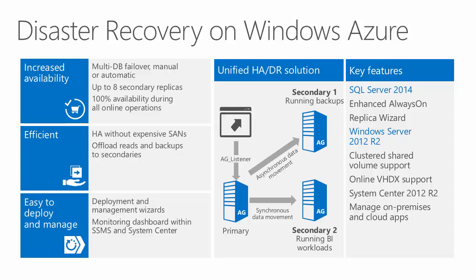When it comes to increased availability, you can now fail over multiple databases at a time, both manually and automatically, and you can now have up to 8 secondary replicas if necessary. This allows you to offload even more BI and reporting using additional secondaries. Also, when doing online operations on your secondaries, they can be 100% available. SQL Server 2014 supports Windows Server 2012 R2 clustered shared volumes, allowing you to provide enterprise-class high availability without expensive SANs, positively impacting your bottom line.